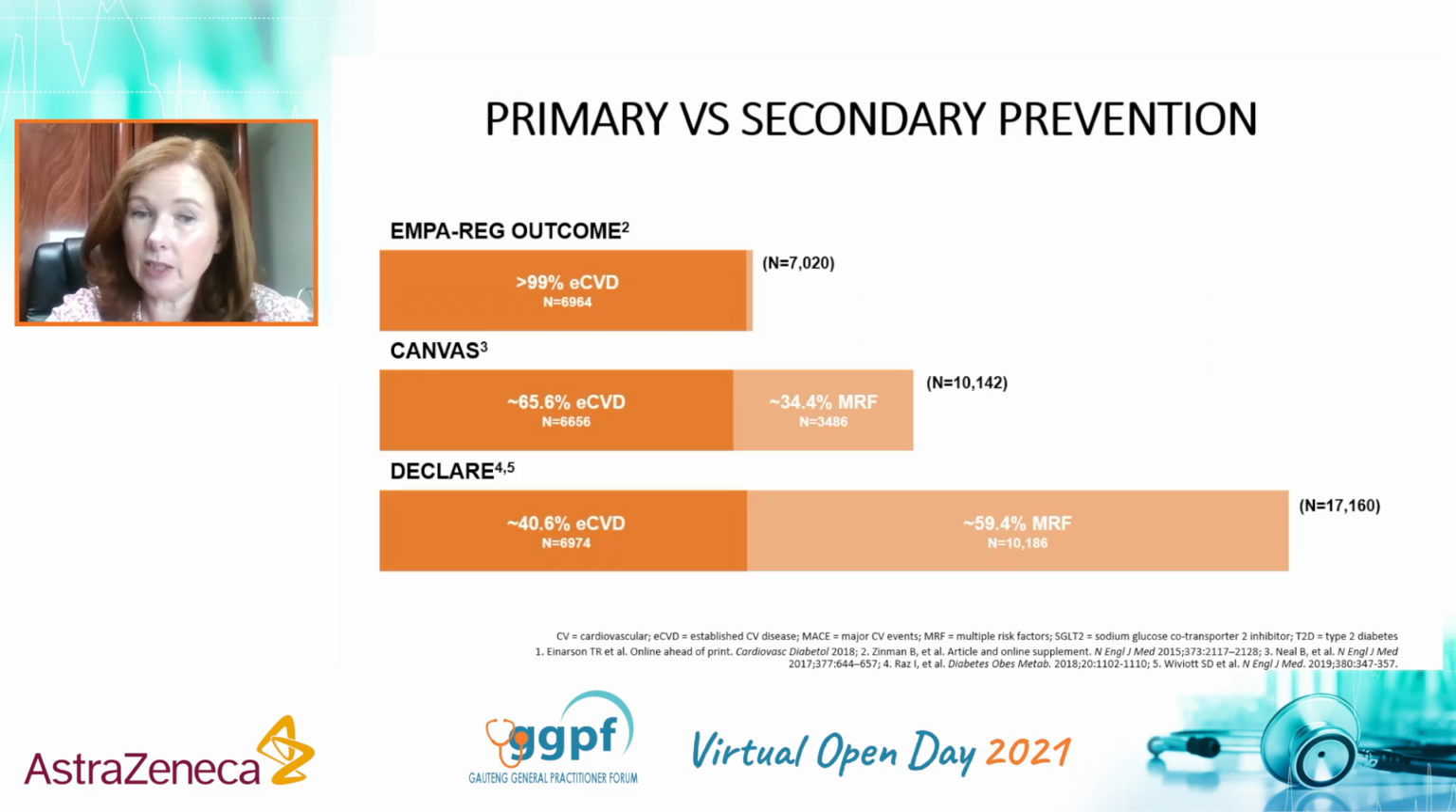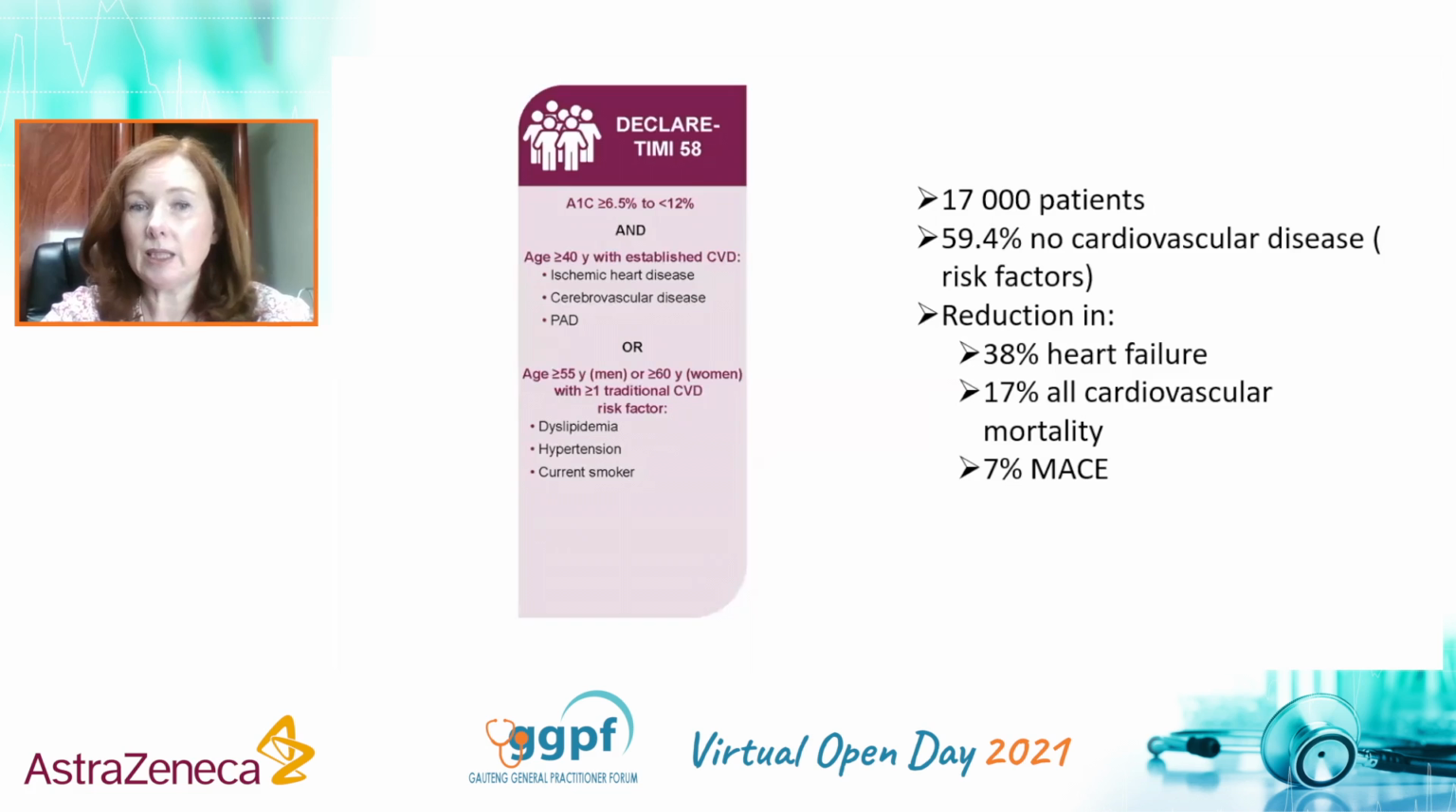The DECLARE population on the other end of the spectrum, however, had mainly patients with risk factors for cardiovascular disease, whereas only about 40% of the patients in that study had established disease. And this is probably more representative of the patients that we see in our clinical practice compared to the patients that the cardiologists are seeing. And I think that's worthwhile keeping in mind. So if we look at what DECLARE-TIMI looked at, and very importantly as well, this study enrolled over 17,000 patients.